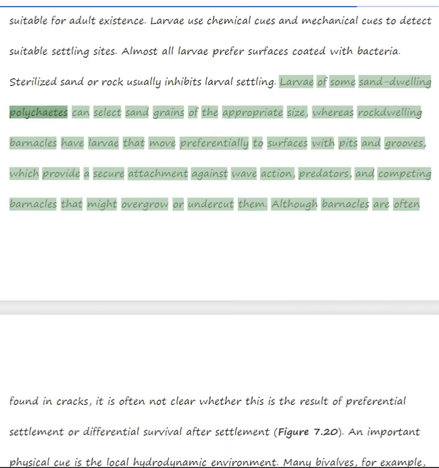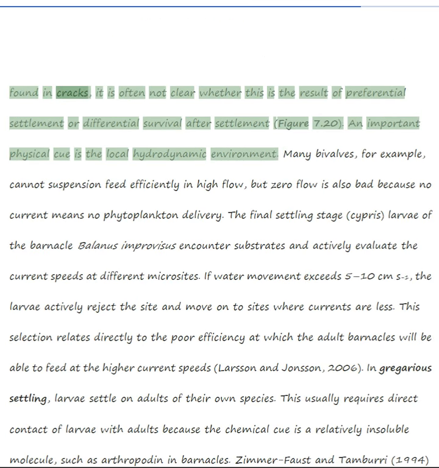Larvae of some sand-dwelling polychaetes can select sand grains of the appropriate size, whereas rock-dwelling barnacles have larvae that move preferentially to surfaces with pits and grooves, which provide a secure attachment against wave action, predators, and competing barnacles that might overgrow or undercut them. Although barnacles are often found in cracks, it is often not clear whether this is the result of preferential settlement or differential survival after settlement.